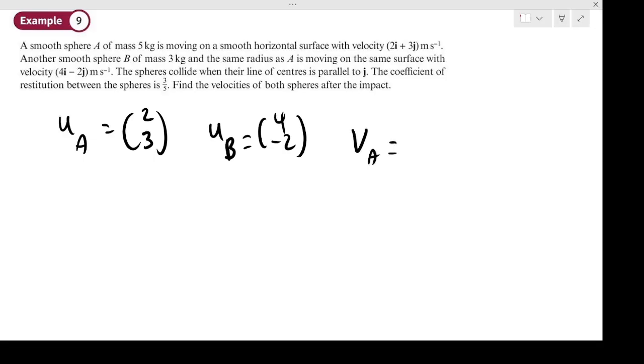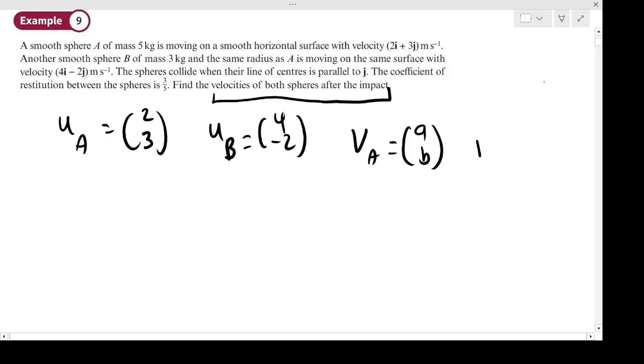So there we are. Now, I'm also going to write down the velocities afterwards. So VA, well, I'm not told either of them. That's what I want to work out, the velocities afterwards. So I'm just going to call VA the vector AB, and then VB, I'm going to call the vector CD, okay? So obviously the whole idea is I want to work out what these missing coefficients are. Hopefully happy with that, okay?